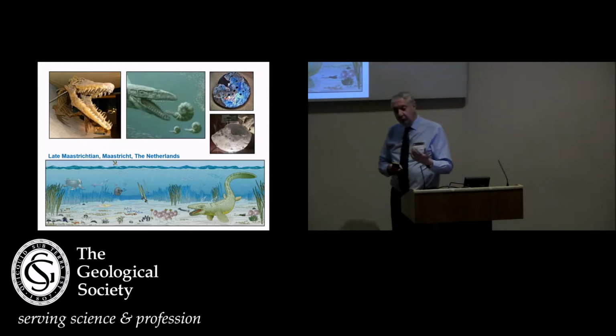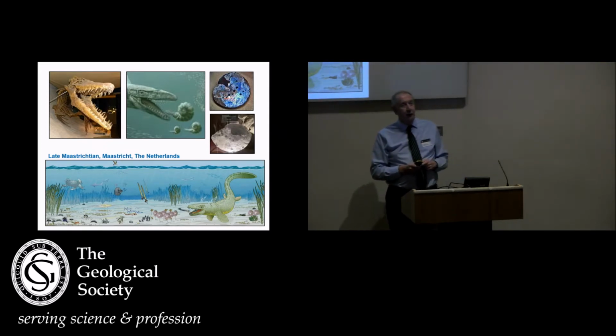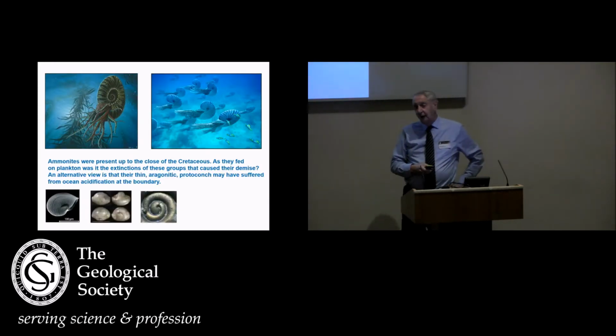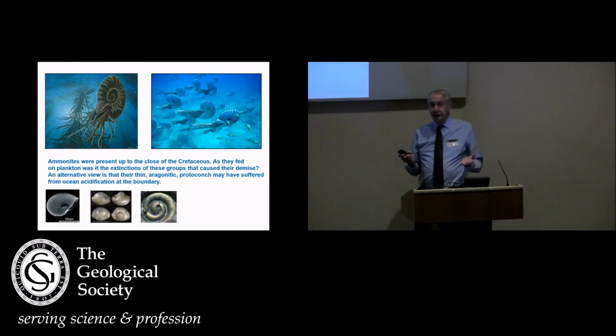But of course, we know mosasaurs fed on ammonites. There are a few ammonites there with teeth marks in them, which are pretty well mosasaurs. And one of the things that anyone working on the KPG wants to know is, when and why did the ammonites go extinct?